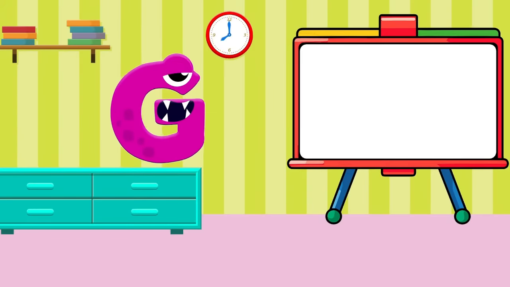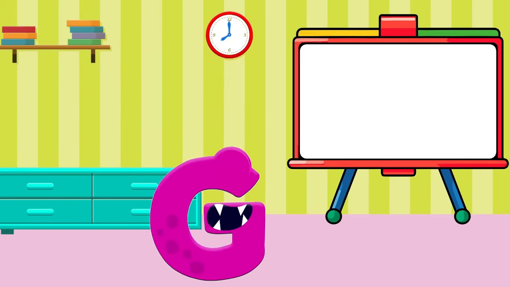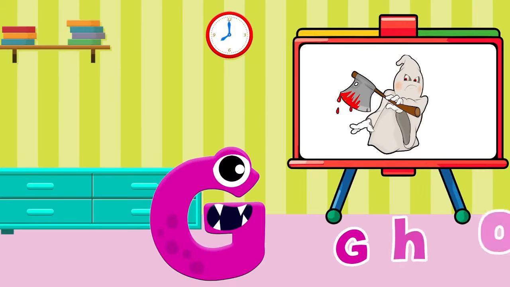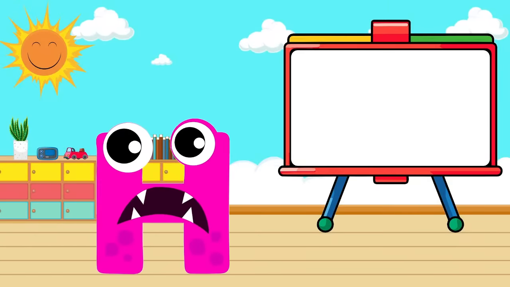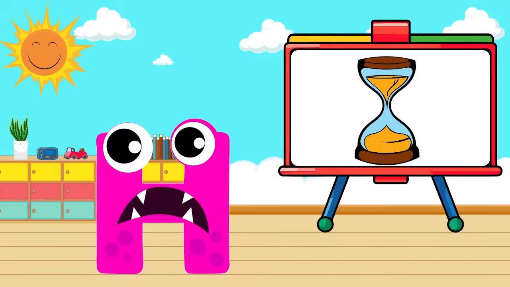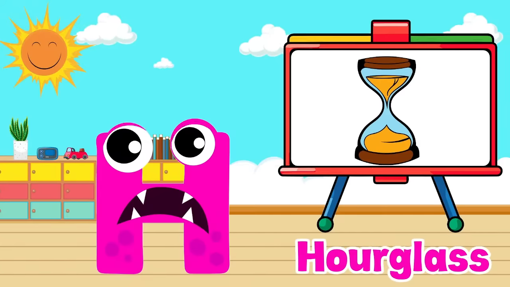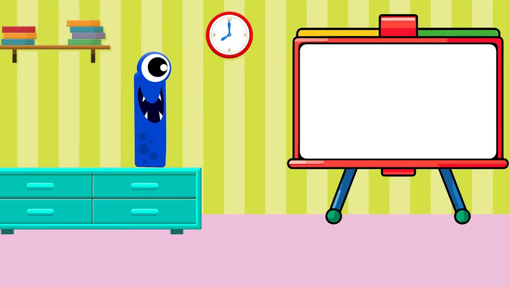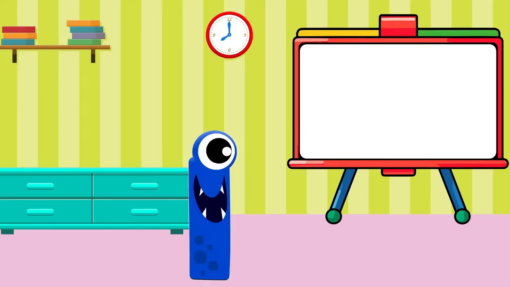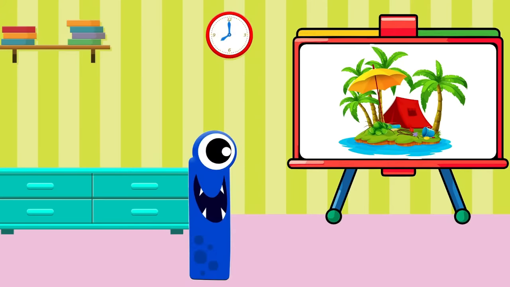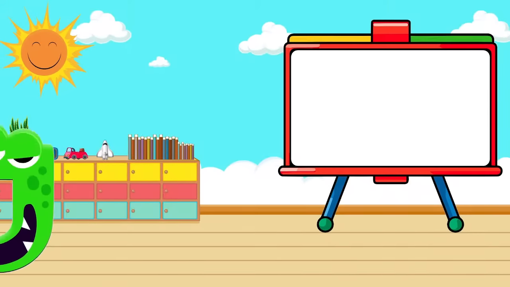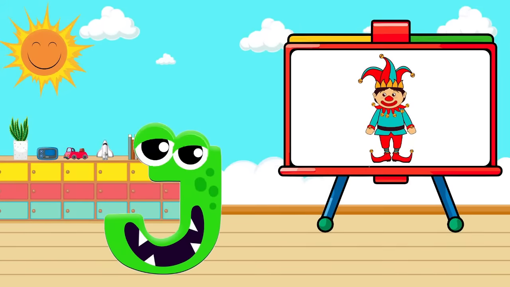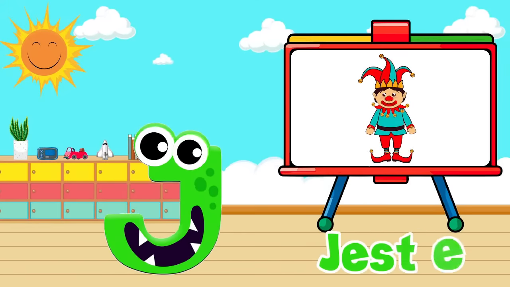G, goose. G for goose. H, eyeglass. H for eyeglass. I, Iceland. I for Iceland. J, gesture. J for gesture.